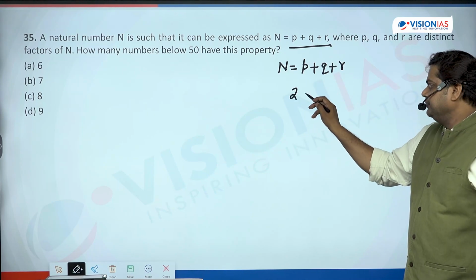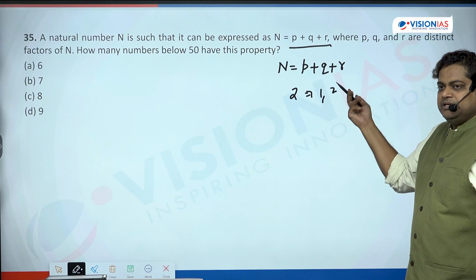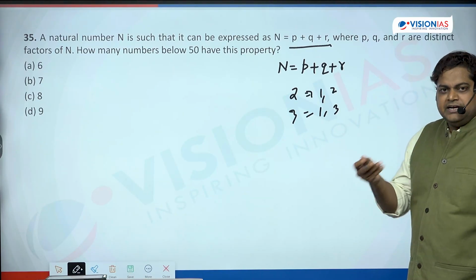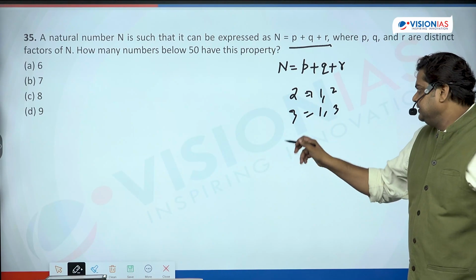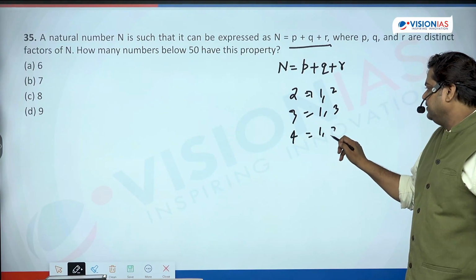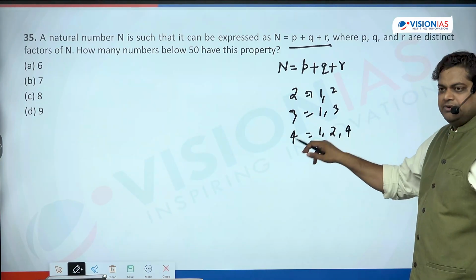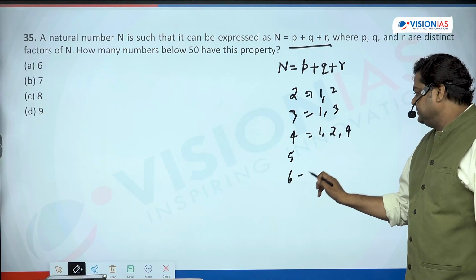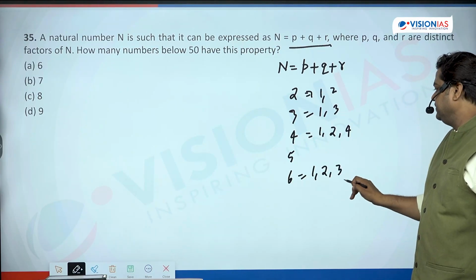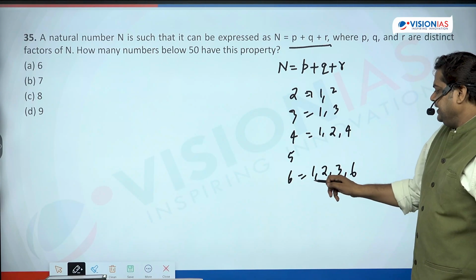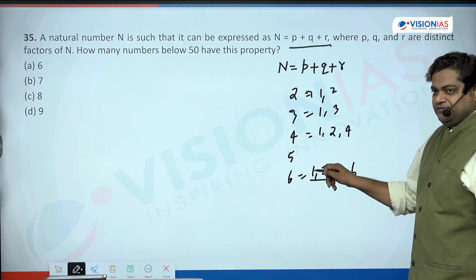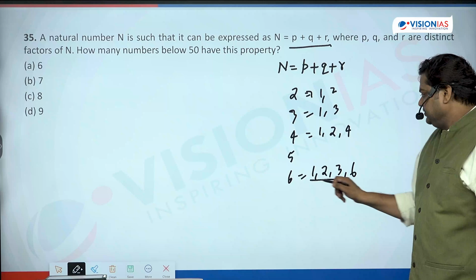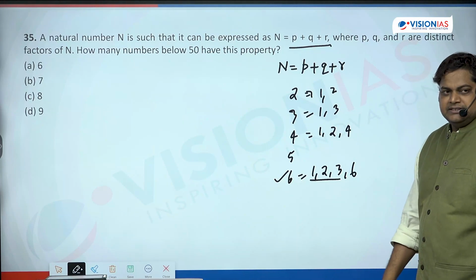If we take 2, number of factor 1, 2, 3 तो है ही नहीं, 3, कोई भी prime number लो, will get just 2 factors. If we take 4, 1, 2, 4, sum is not equal to 4. 5, prime number, 6, 1, 2, 3, 6. So if we take the sum of factors, 1 plus 2 plus 3, we are getting 6. So this is first such number.